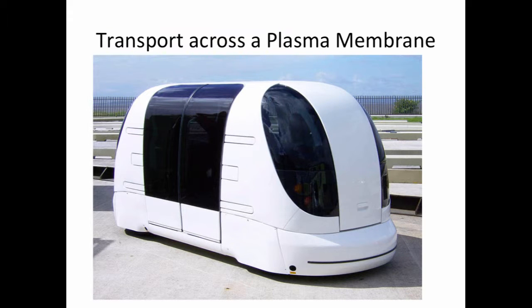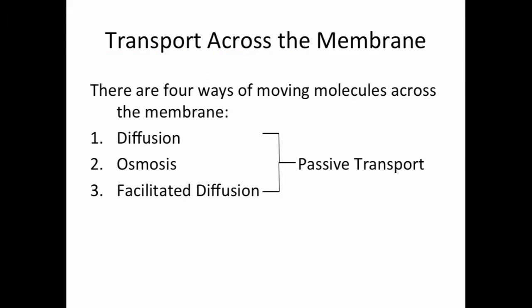So we need to talk about how do things get across that plasma membrane. And it's a little bit tricky how that occurs. There are basically four ways that things move across a plasma membrane. The first way is passively. In other words, no energy is going to be exerted, and that would include diffusion, osmosis, and facilitated diffusion. And then the last way is active transport. And just like the word sounds, active, you've got to actively do something to get something across the membrane.